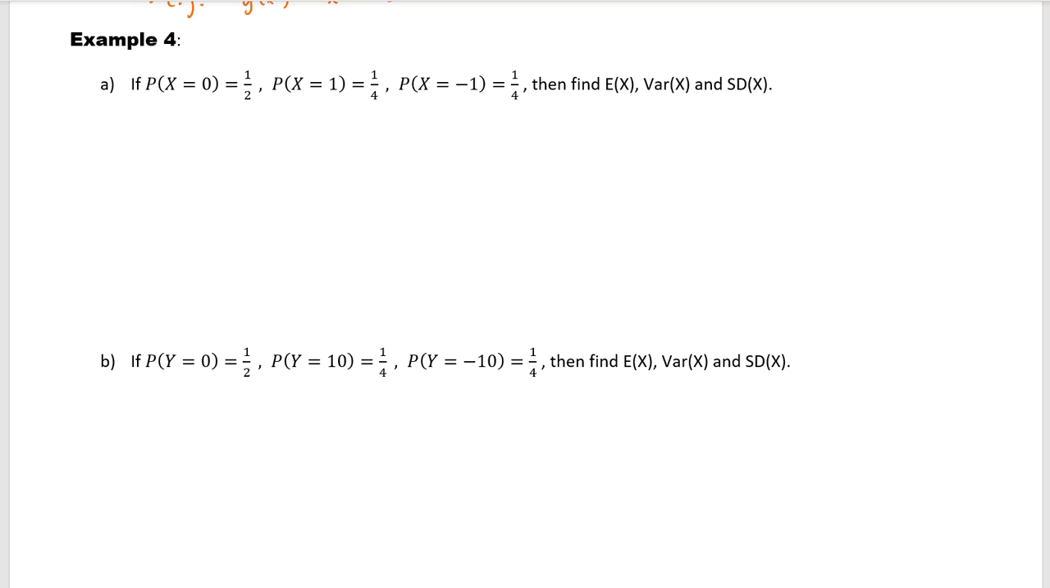So everybody please pause the video here and try to work on this example. After you finish, you can continue to play the video and check your work. Alright, have you finished? Let's see.